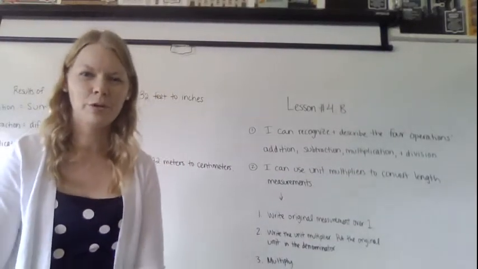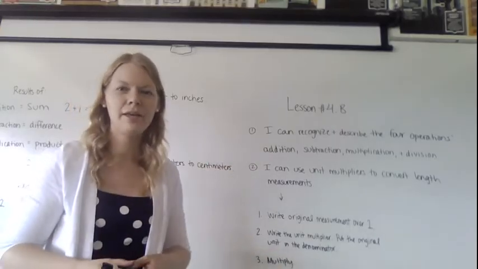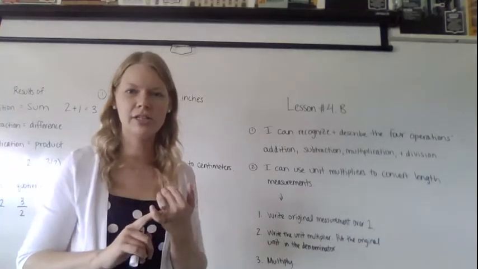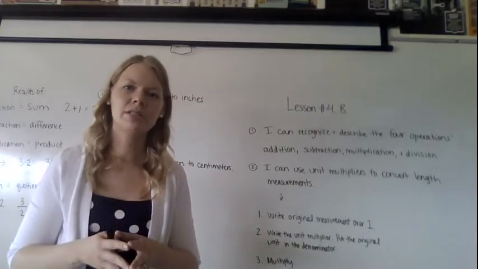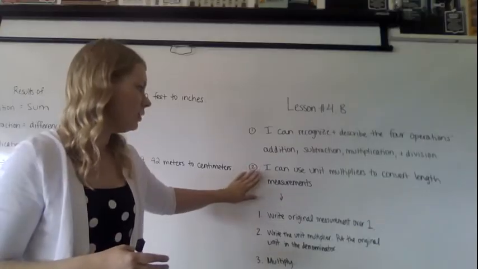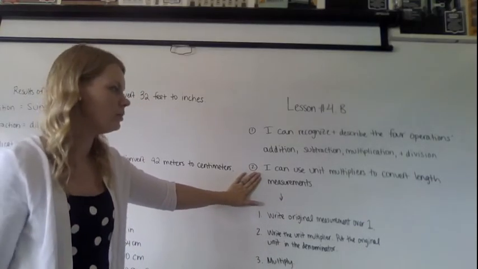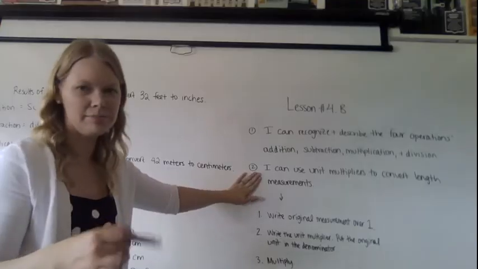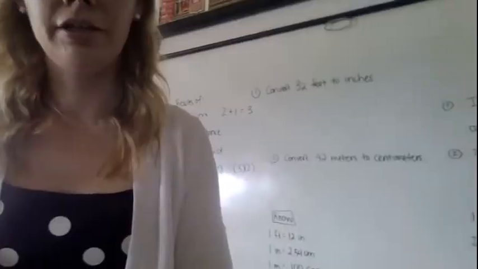Right, for lesson 4B, we have two goals. The first is to be able to recognize and describe the four operations of addition, subtraction, multiplication, and division, as well as their results and what each of those results of the operations are called. The second one, and this is where we'll spend the bulk of the time, is to be able to use unit multipliers to convert length measurements. Right, so starting with our first goal over here.